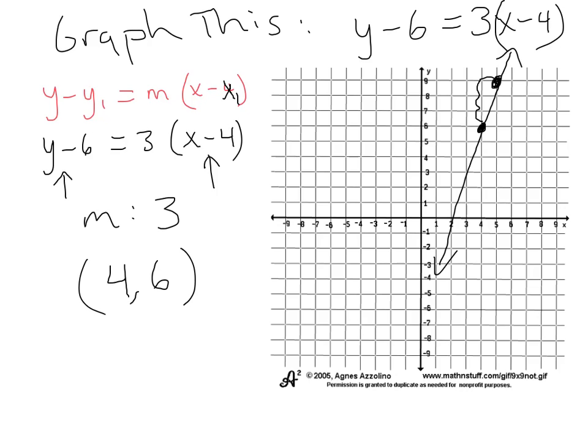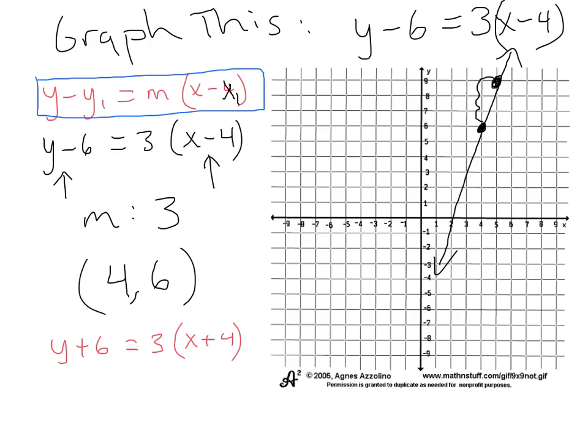What I wanted to remind you of is if you have y plus 6 equals 3 times x plus 4, here's where you got to be careful and recognize that the point-slope form is like this, outlined in blue. So if this becomes a positive 6, that means the y-coordinate that you were interested in is actually -6. Same thing here. This would actually be the point -4. So just be careful there.